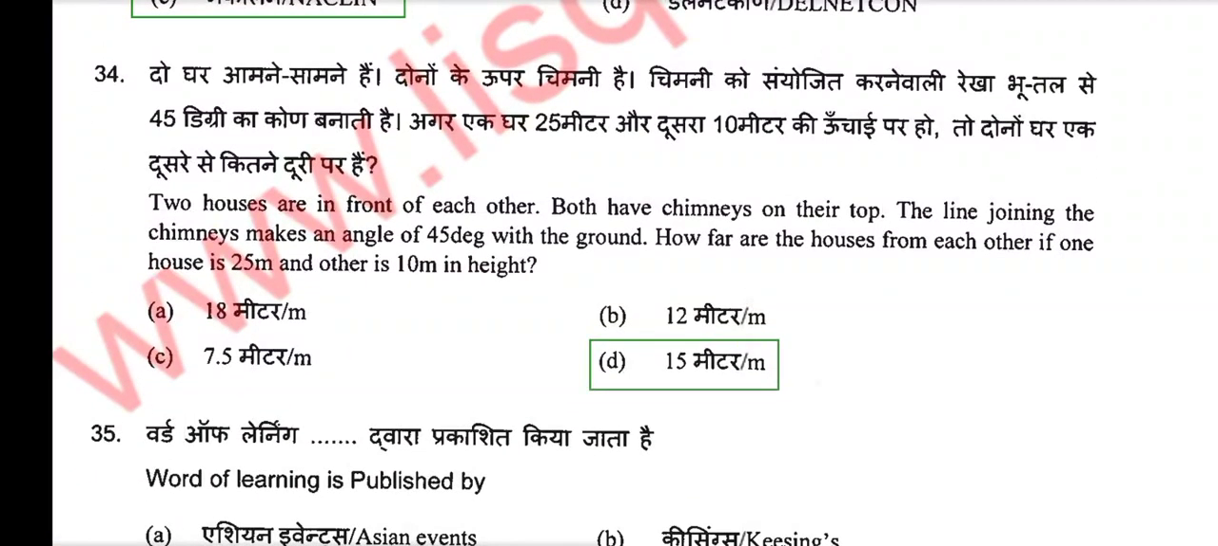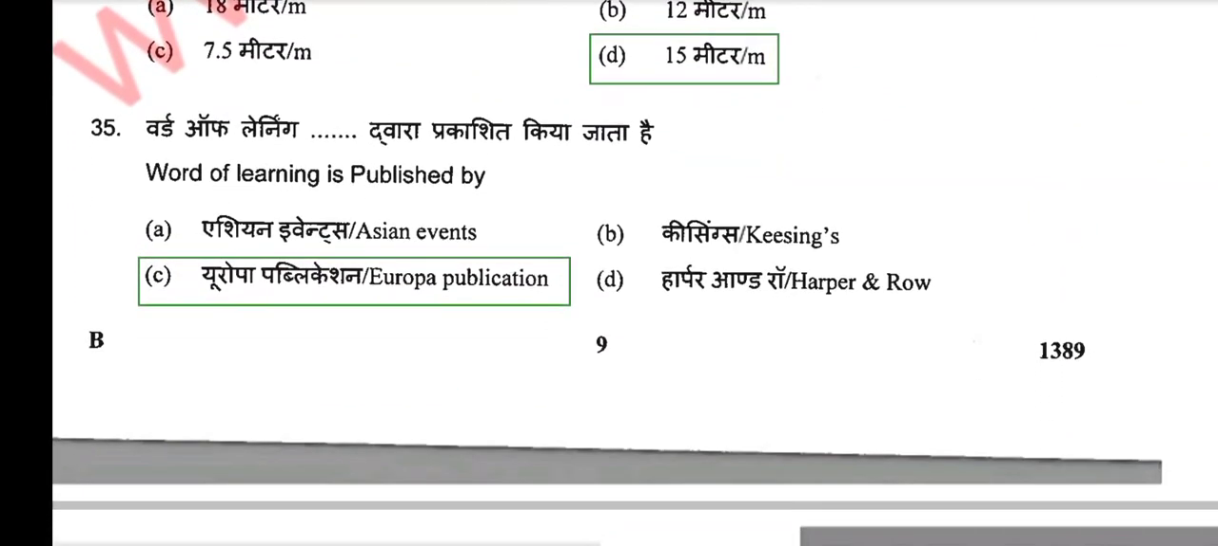Let's move to the next question, that is 34. It says that two houses are in front of each other. Both have chimneys on their top. The line joining the chimneys makes an angle of 45 degrees with the ground. I don't think you should opt for this question. Let's move to the next question, that is question number 35.